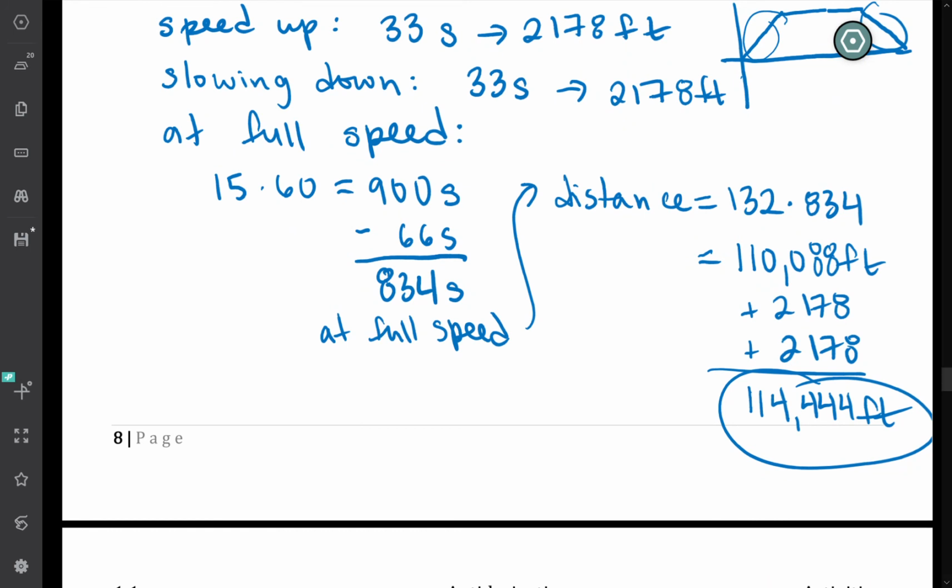We're not going to make it quite as far because now the speeding up has to be included in the 15 minutes, as does slowing down, but it's not drastically less. Okay, and same with that one. We could convert that to 114,444 over 5,280, 21.675 miles.